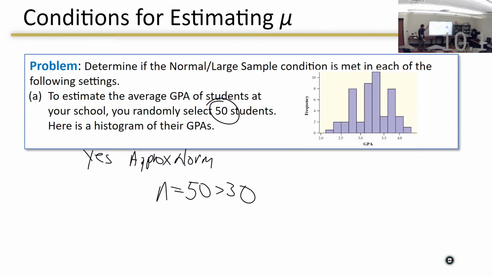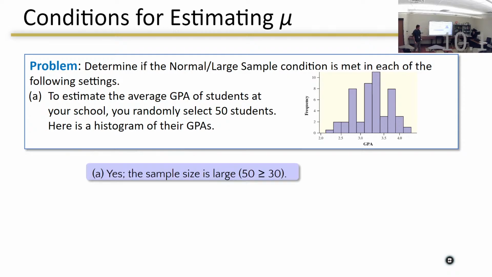You don't have to write this part. You don't have to, this you do. That proves the large counts. That shows large counts. Anybody, you're all okay? Good? Next one. Yes, the sample size is large. 50 is greater than 30.